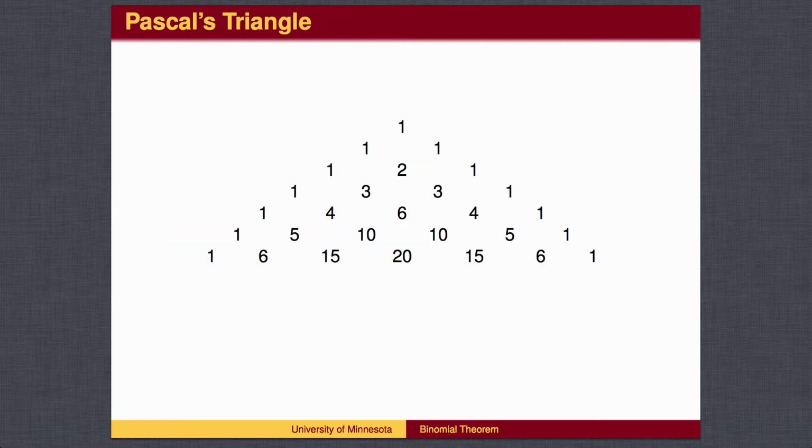When we look just at the coefficients from left to right, we get the familiar pattern from Pascal's triangle. Each row begins and ends with 1. The numbers in between are found by adding the two numbers above. For example, 4 plus 6 gives 10. You may wish to stop the video here to write out the next row of Pascal's triangle.